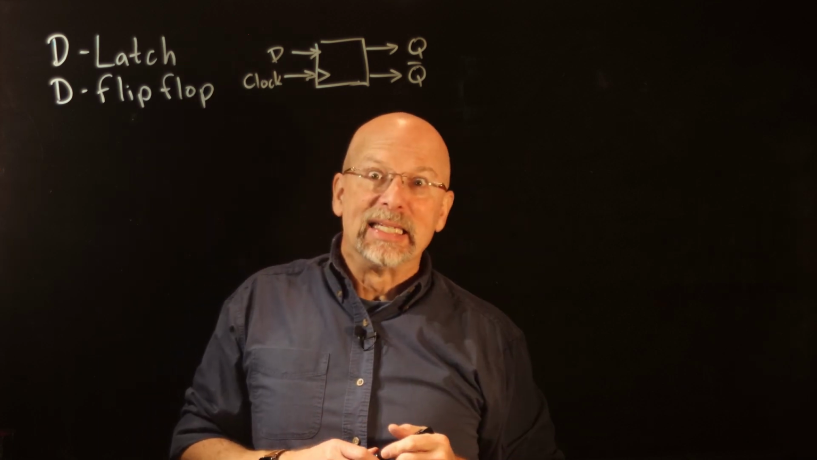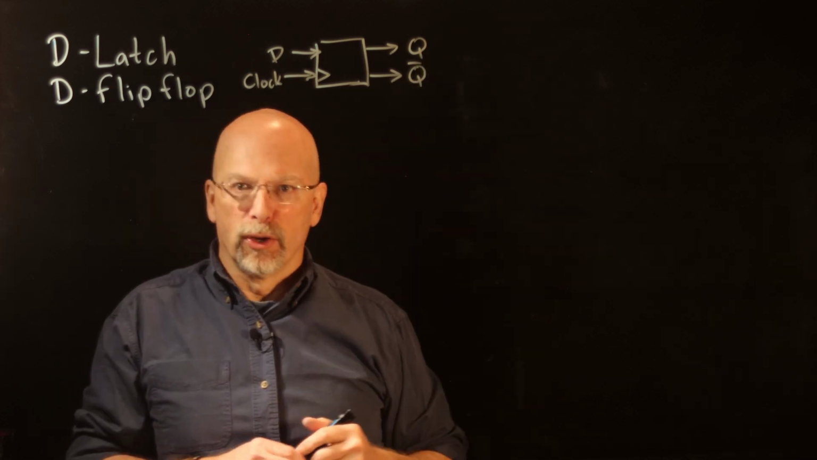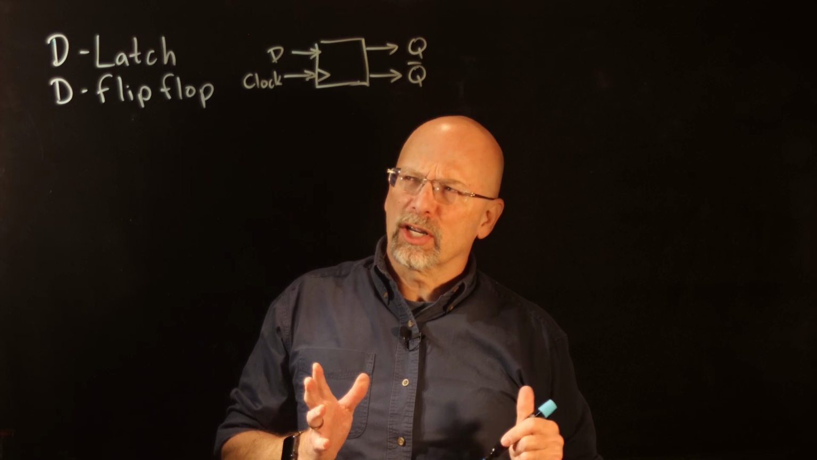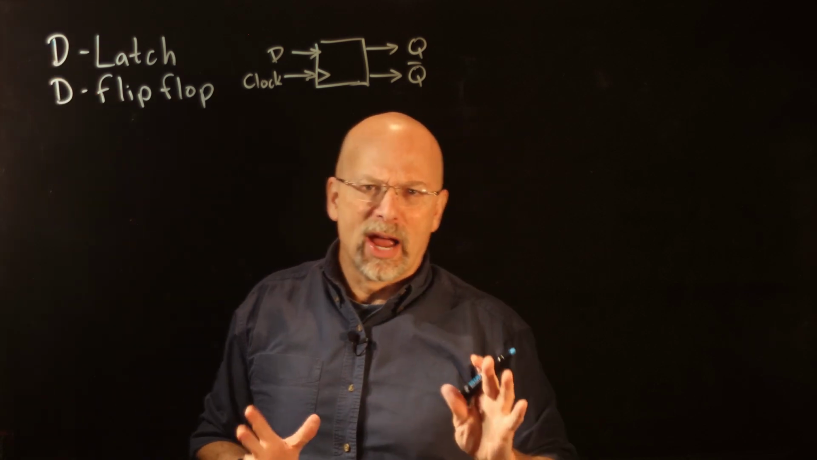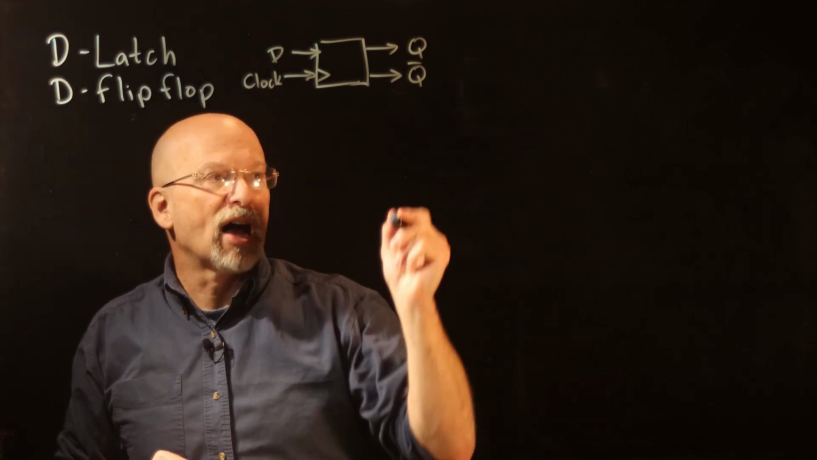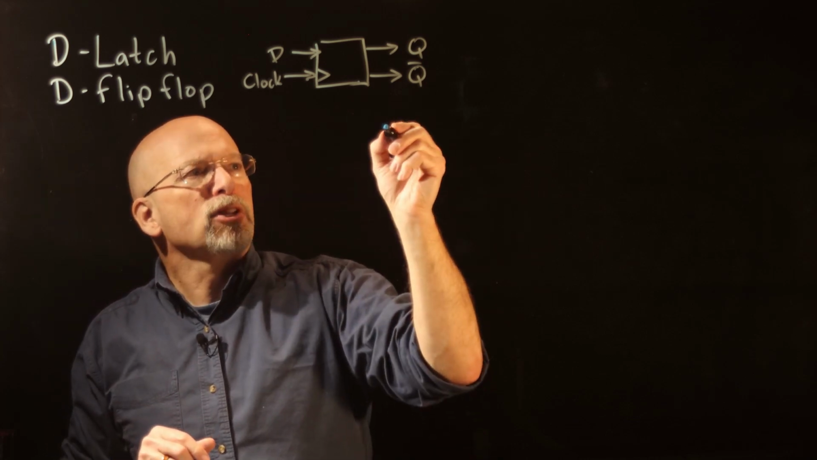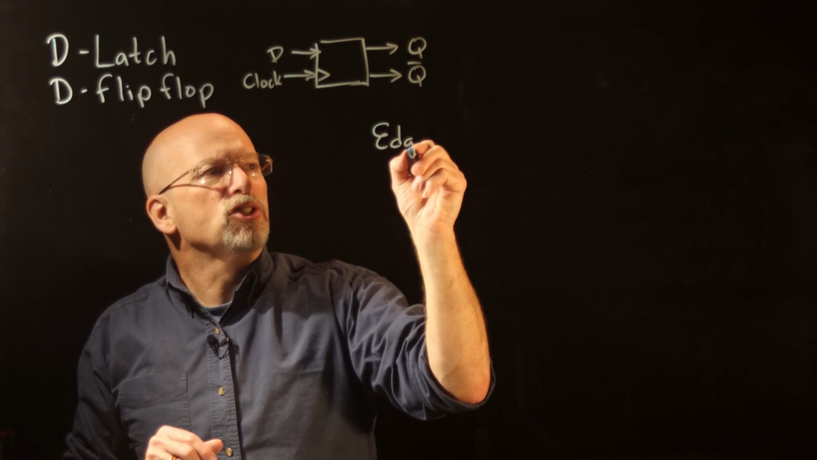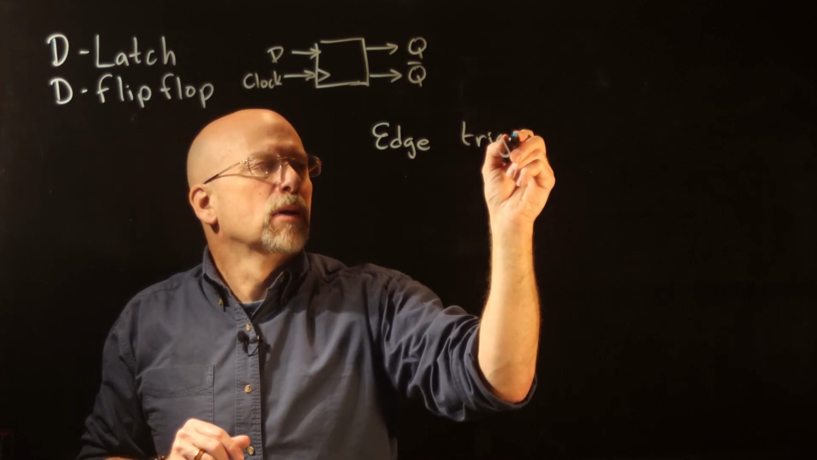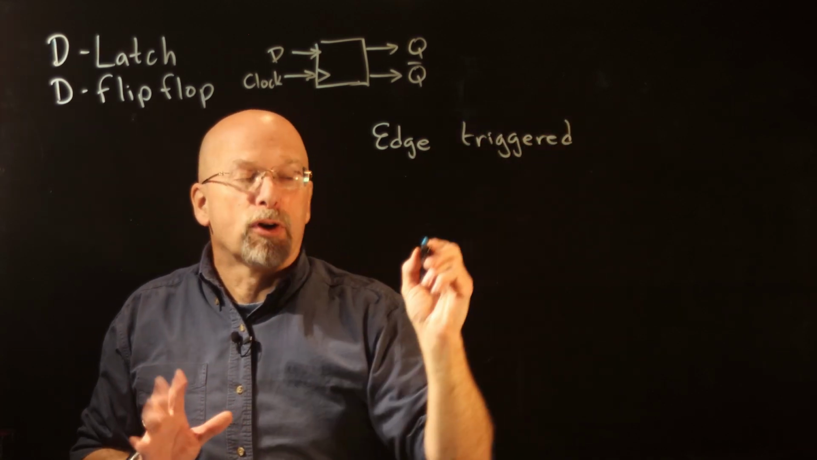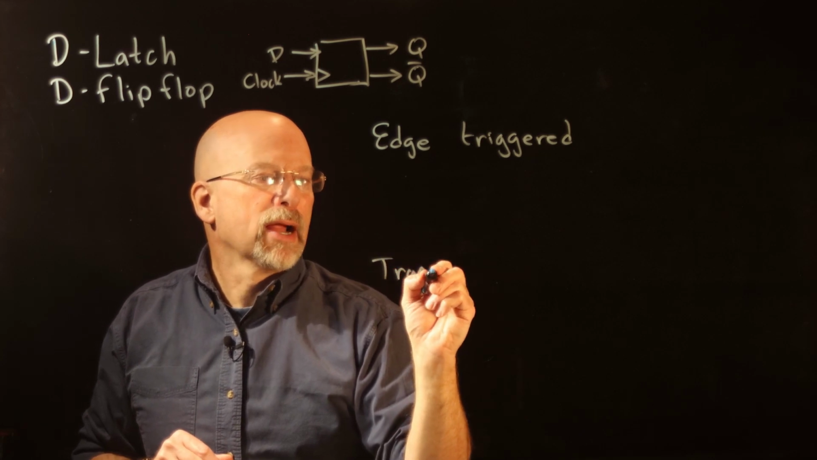Typically, it's the data D that's going to store to Q. Now, how do we store to Q? I told you there were two different types, and these are distinguished by the clock. I'm going to use slightly different terminology here. I'm going to use something called edge triggered versus transparent.